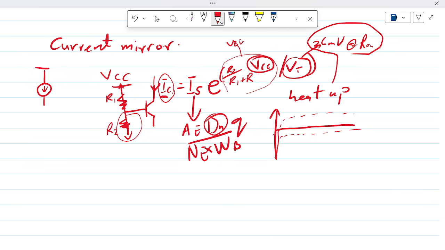Also, assuming the VCC is the battery from our mobile device, when it's fully charged, let's assume the voltage is 3.7, then after it loses some charge to 70, 50, 40%, the voltage might drop to 3.4 volts, which means that the value of VBE calculated would also not be consistent. So all these are issues with the biasing of the current source.